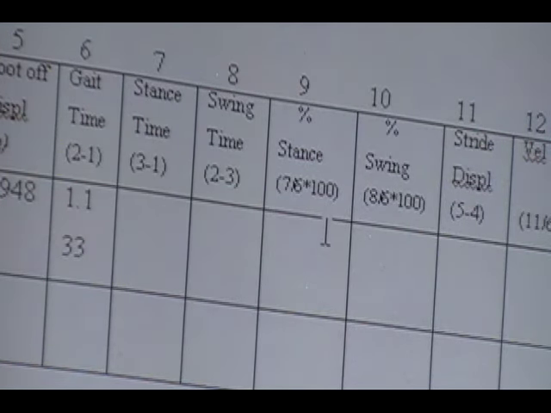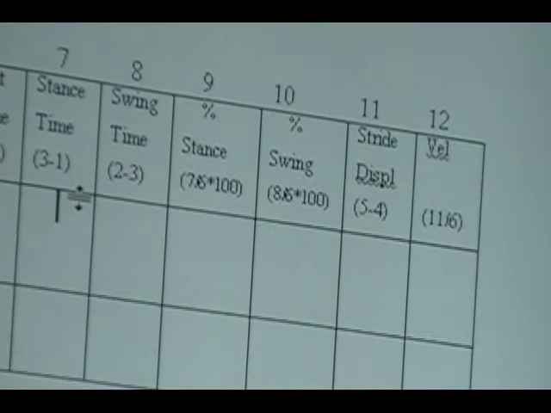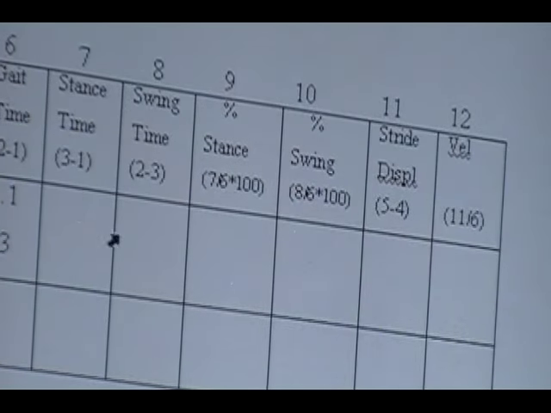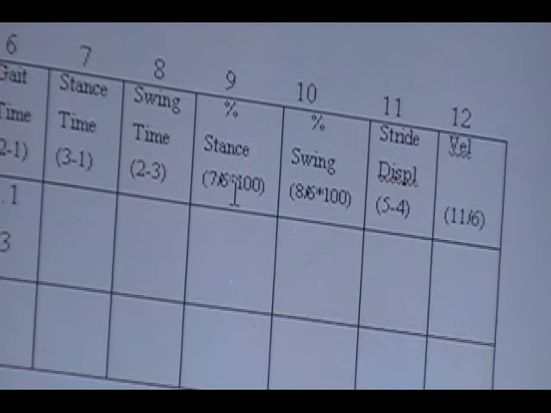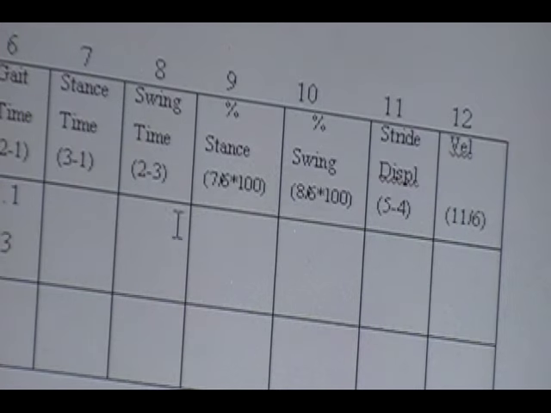Okay? Number 9, you can calculate the percentage of time you spend in stance phase. How do you calculate that? You use the number from column 7 divided by column 6 and then times 100. That's how much time you spend in stance phase. For swing phase, you have column number 8 divided by column number 6 and times 100. So in the bottom here, inside the quotation shows you how to calculate it.